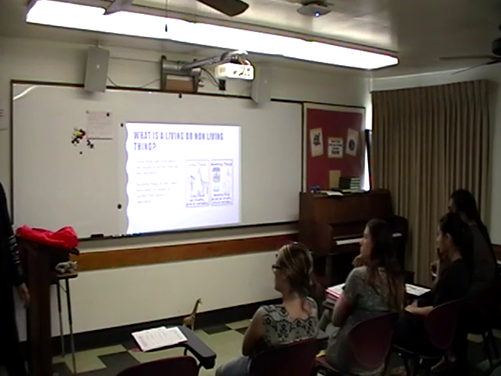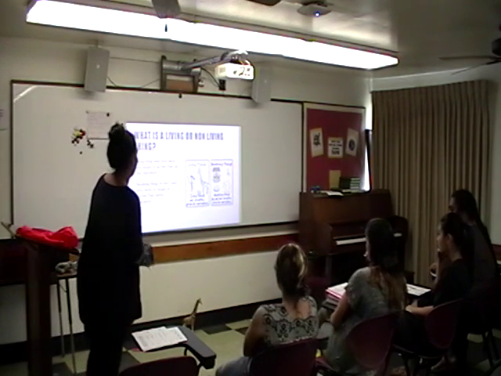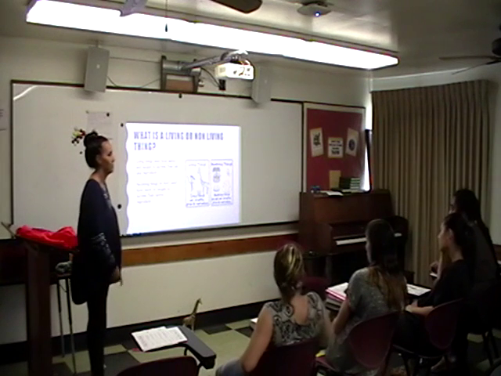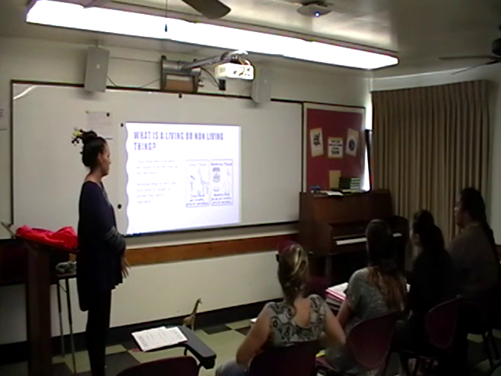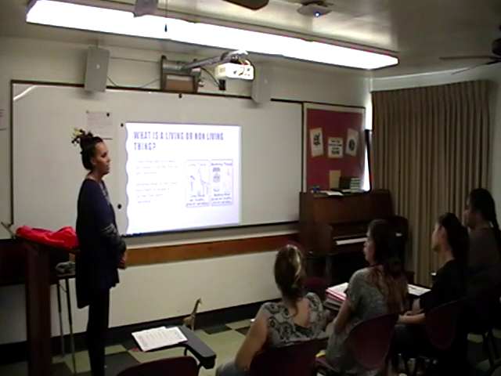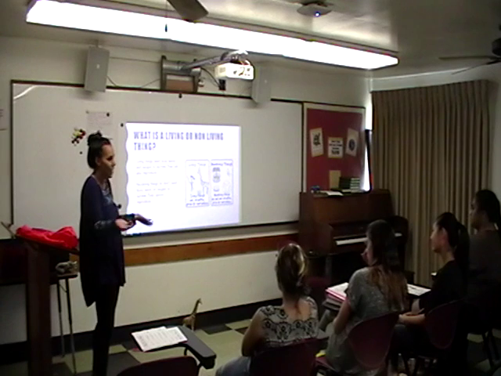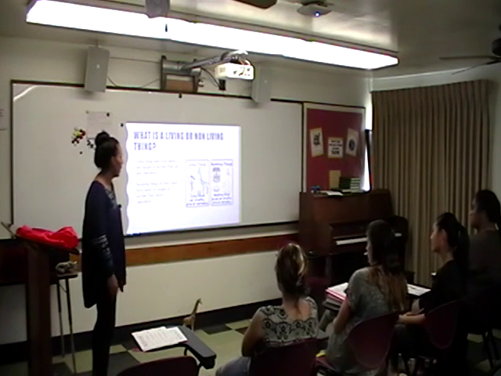Can somebody please read what it means to be a non-living thing? Non-living things do not eat, breathe, grow, or reproduce. So how easy is that to remember? If it's not one, it's the other. There's no gray area, right?